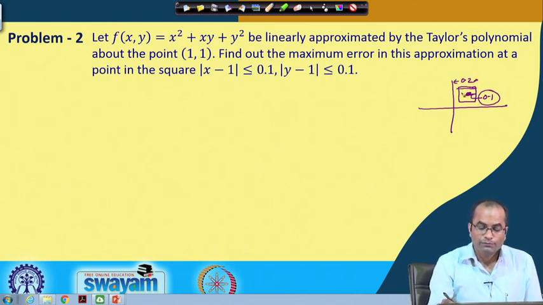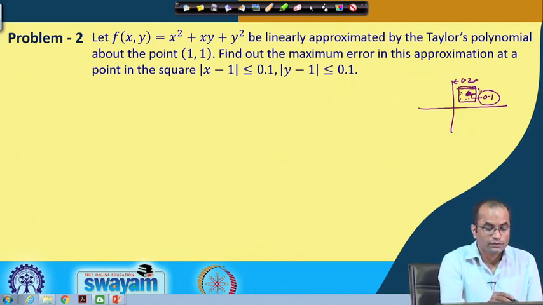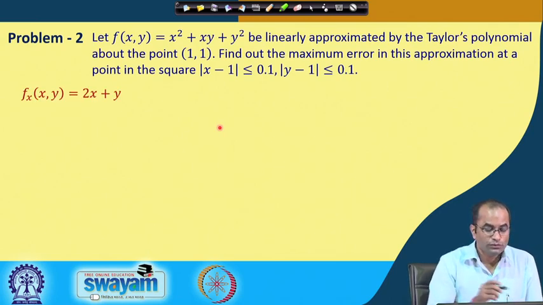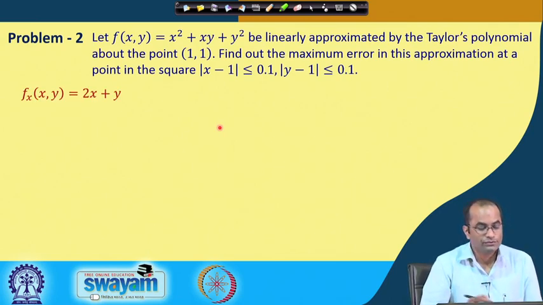So, if we take any point in this square neighborhood around this point, then what will be the maximum error in that linear approximation of the function we want to evaluate? In that case, we will make use of the remainder term directly.